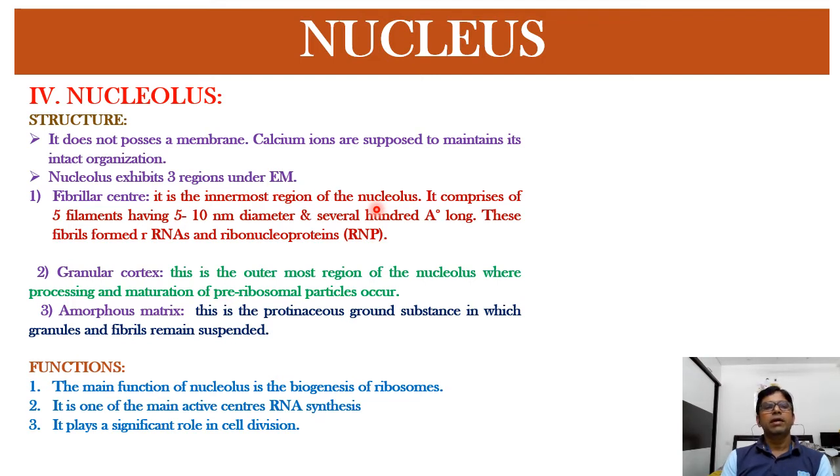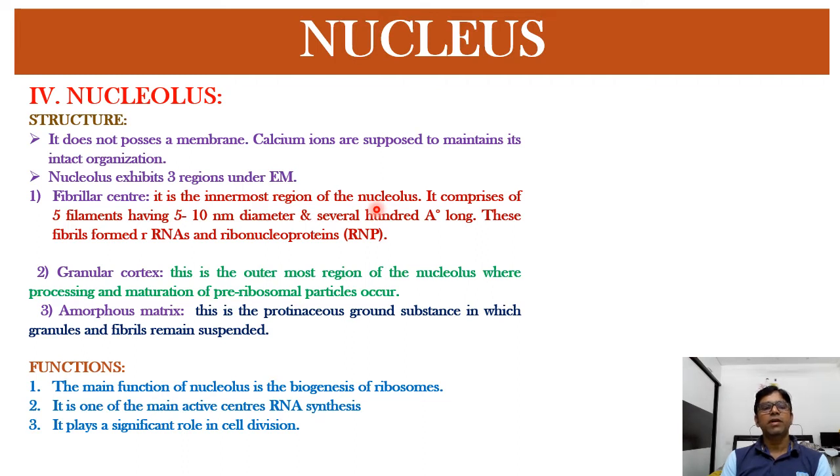Coming to the second region, that is the granular cortex. This is the outermost region of the nucleolus, where processing and maturation of pre-ribosomal particles take place.